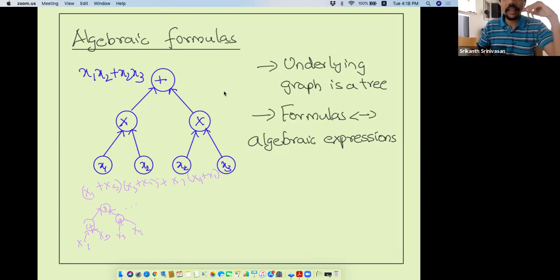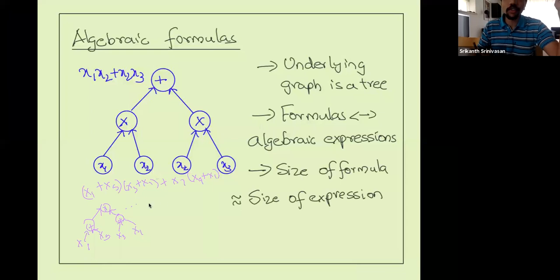The size of the formula, the way we defined it, which is just the number of wires in this construction, is just the size of the expression. If you write down an expression which has, I don't know, 100 symbols, you'll get a formula of size roughly 100. Whenever you write down a formula like this, of course, it gives you a recipe for evaluating the polynomial, and that's exactly what we're talking about when we're talking about algebraic formulas. Does this make sense?